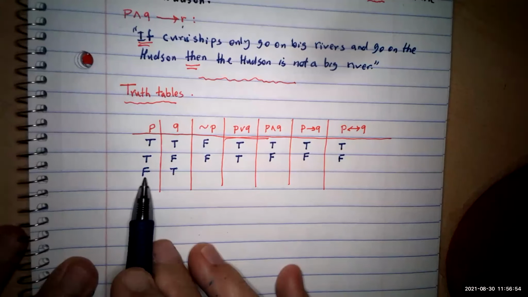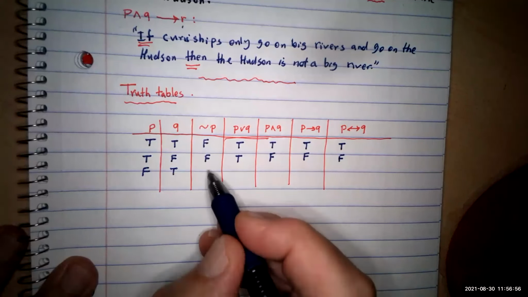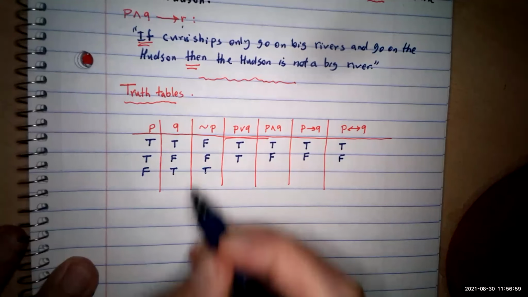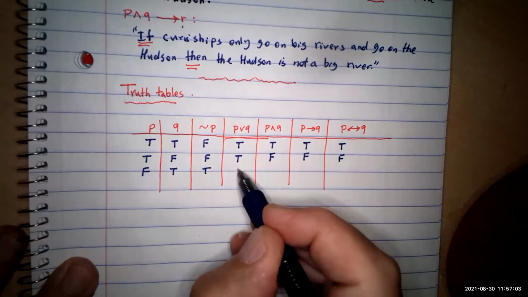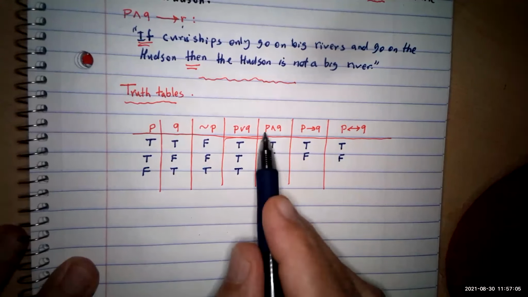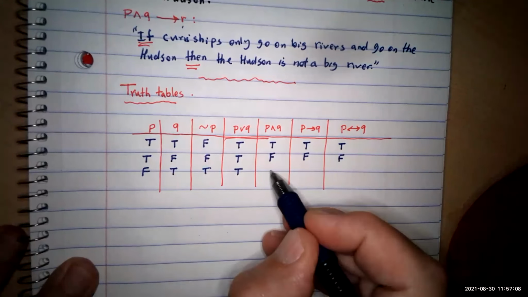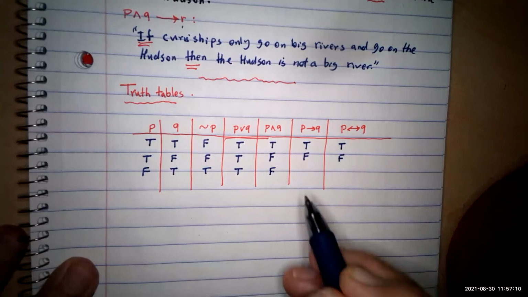Okay, if P is false, then not P would be true. P or Q, because one of them is true, so this is going to be true. P and Q, one of them is false, this is false. Oh, that's interesting.